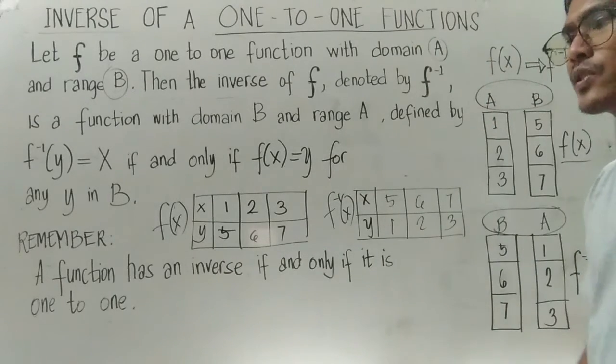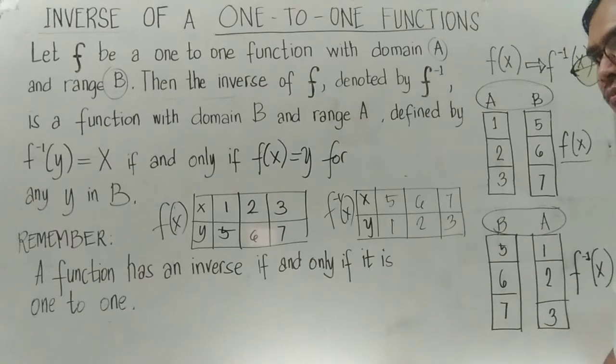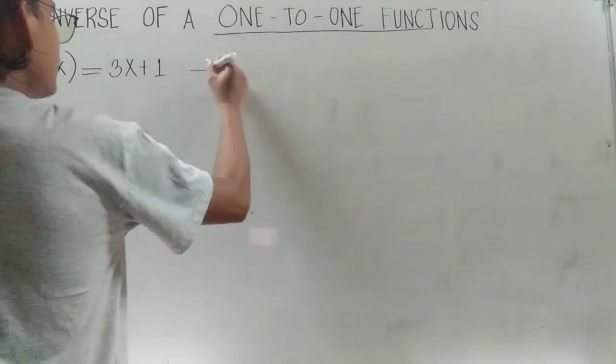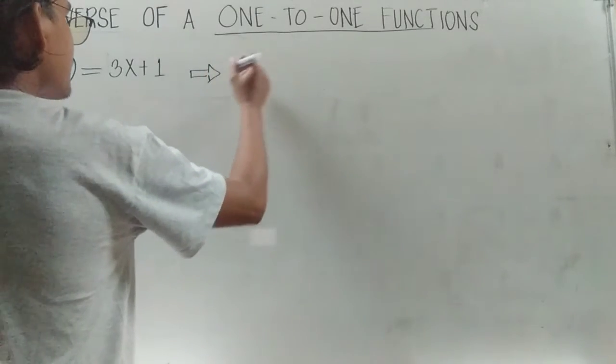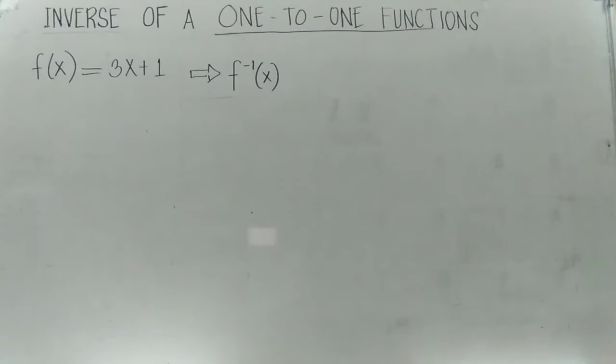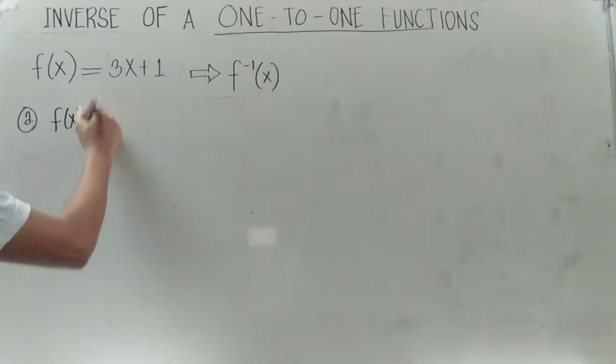Let's go for the first example. We have the function f of x equals 3x plus 1. We will solve for the inverse of f of x, denoted by the inverse of f of x. We have some steps to follow in solving the inverse of a one-to-one function and how to solve it effectively. Our first step is to change your f of x into y.